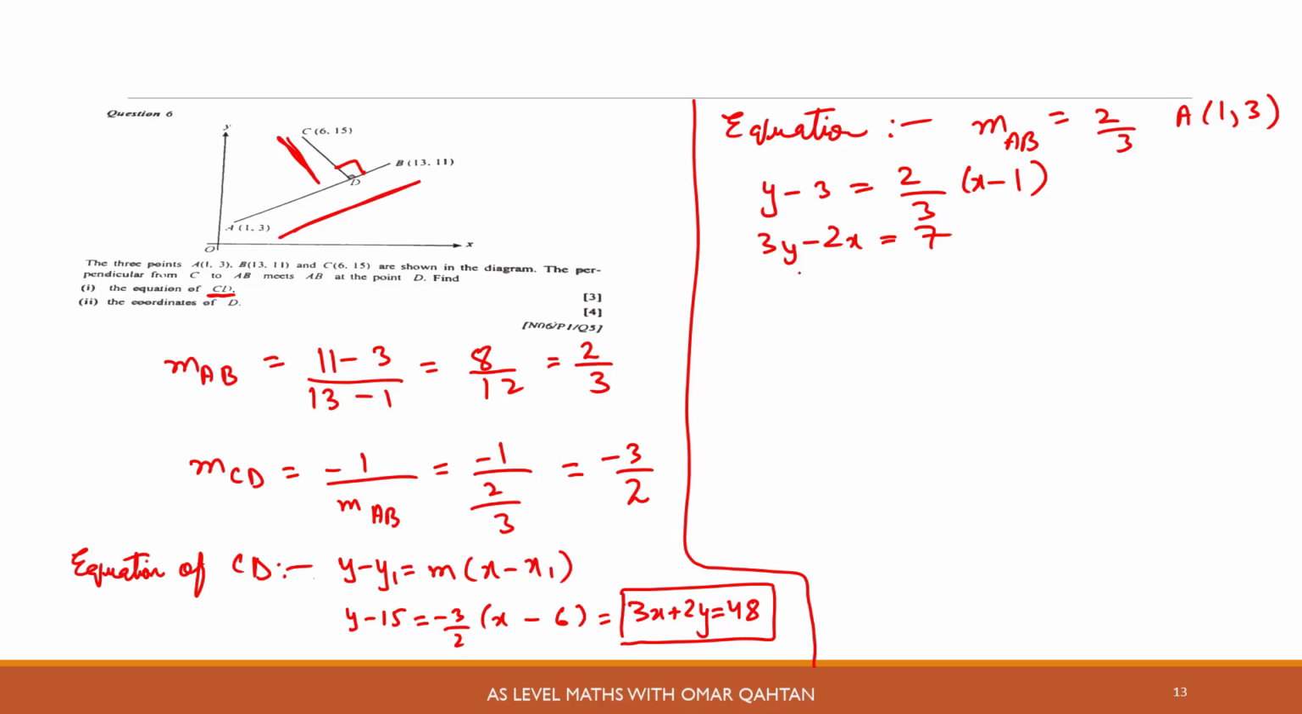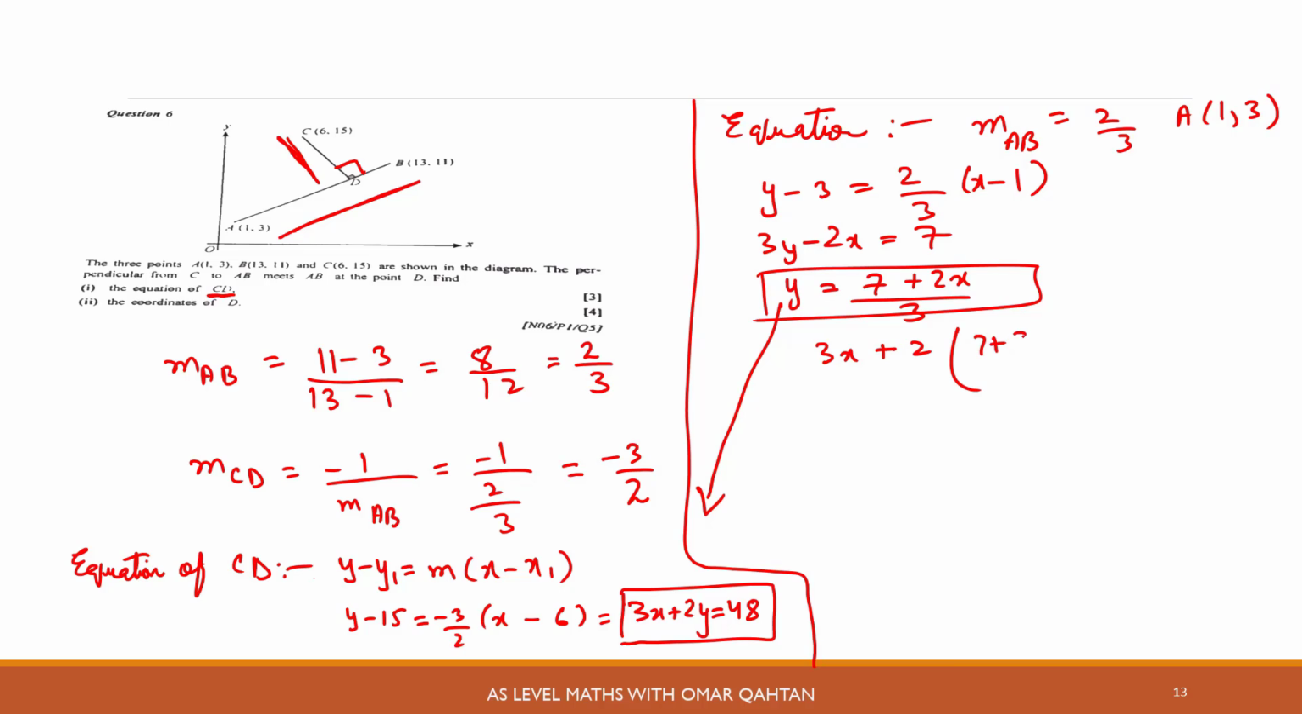So comparing these two equations, finding the value of y from one equation. This is the equation of AB, so I'm trying to find y as 7 plus 2x upon 3. I will just substitute this into the other equation. So this equation will become 3x plus 2 times 7 plus 2x upon 3 is equal to 48.